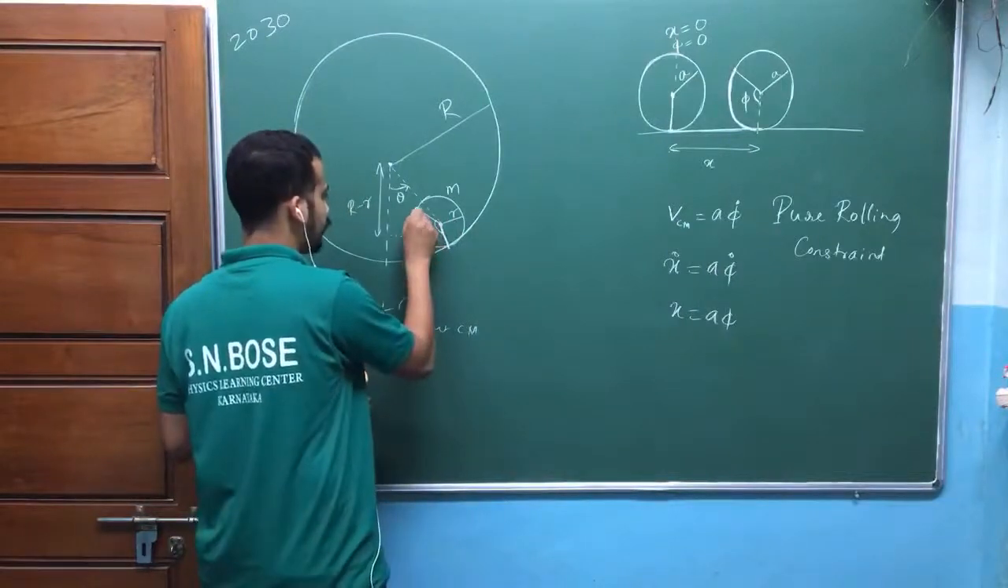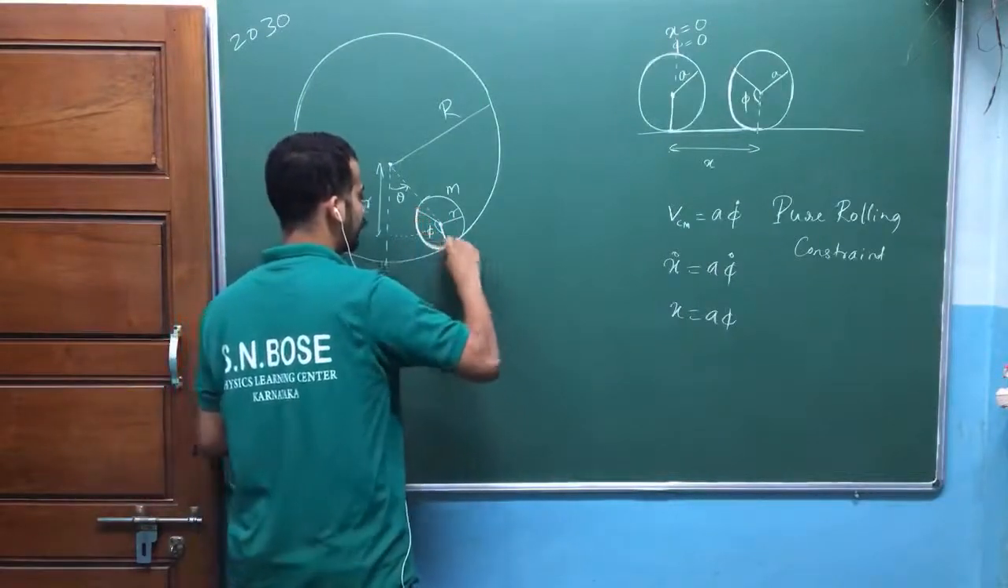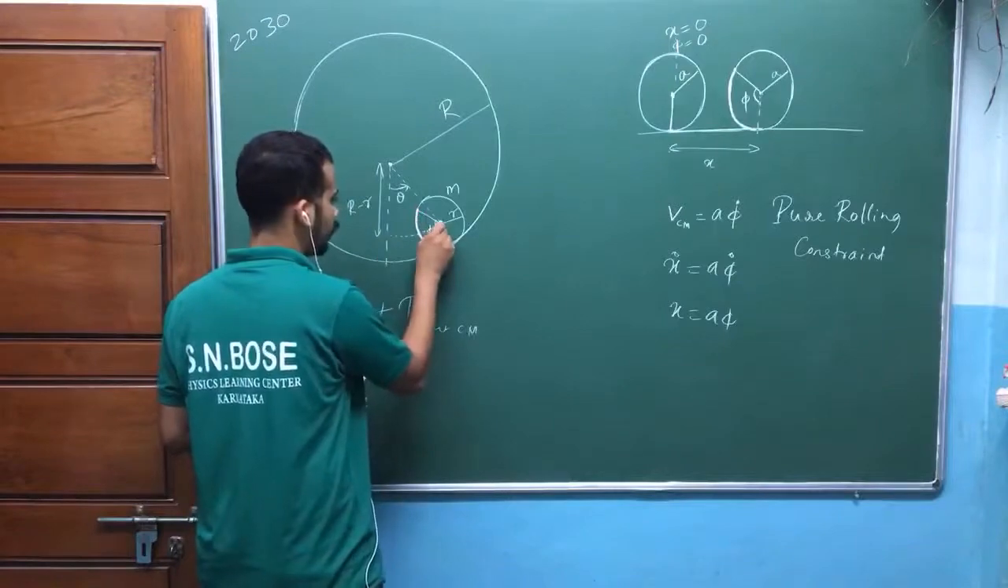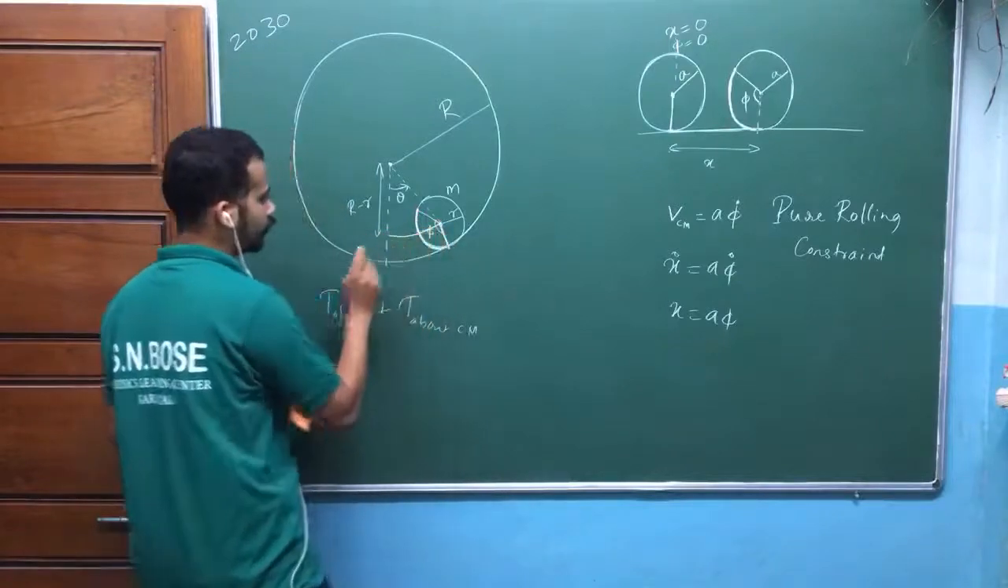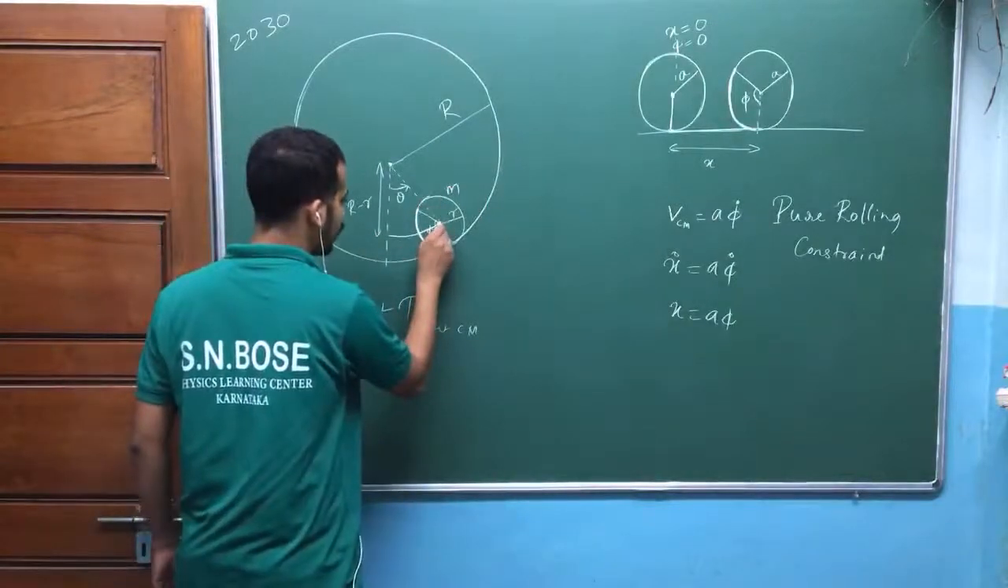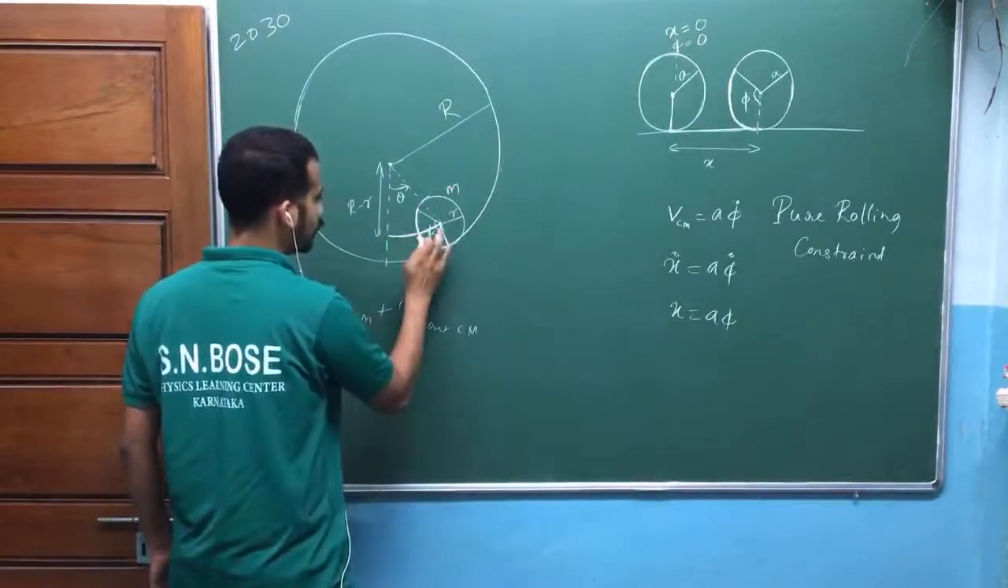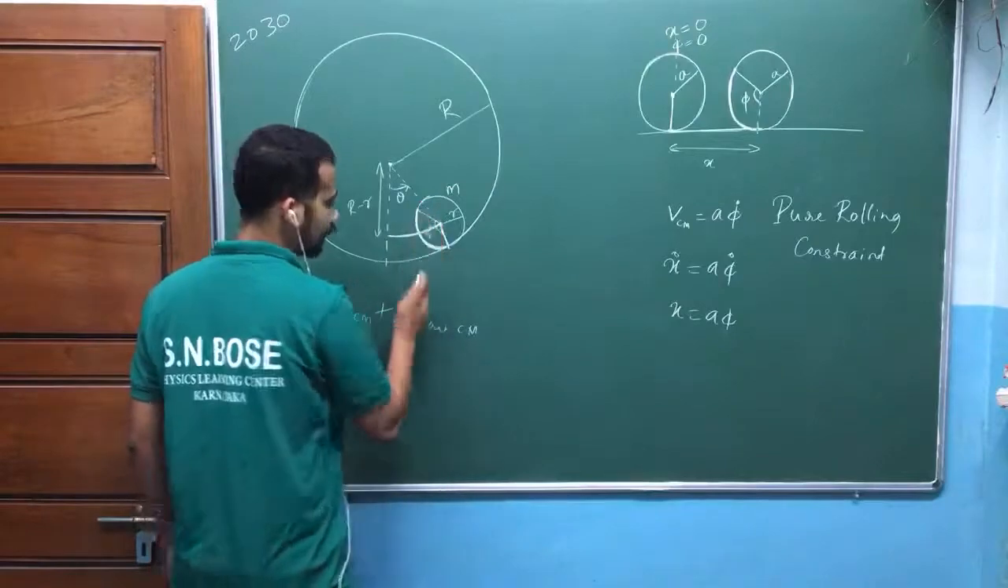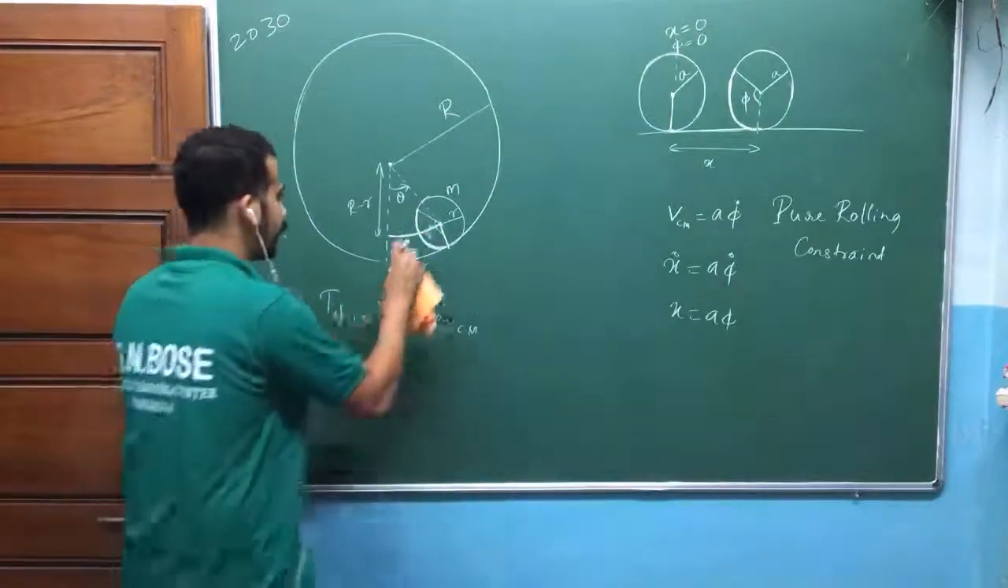Now this distance is equal to the distance that the center of mass has moved. Okay, the same idea that I have taken here. This distance is same as this distance. So this angle I have taken as phi. Any question here?